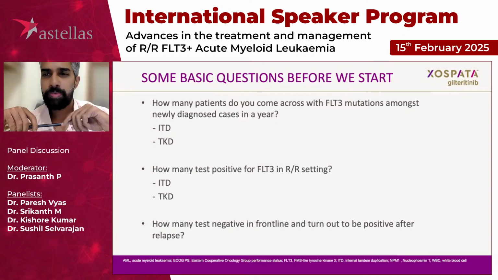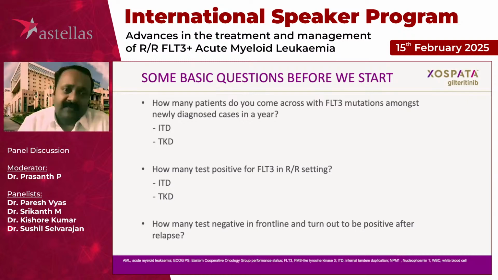I say somewhere between 25 to 30%. And yes, we all know that AML is a polyclonal disease, and yes, relapses do surprise us sometimes. Initially things have been negative, and the practical difficulty is what are we going to do at that point.